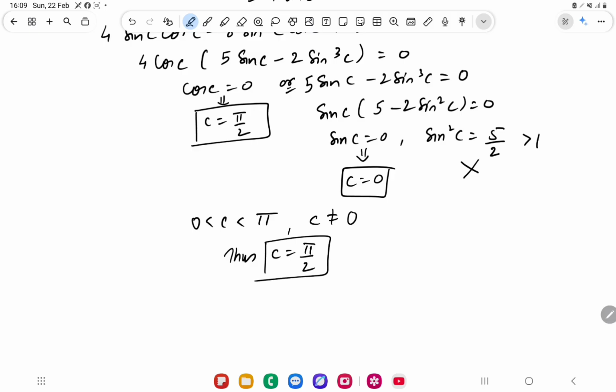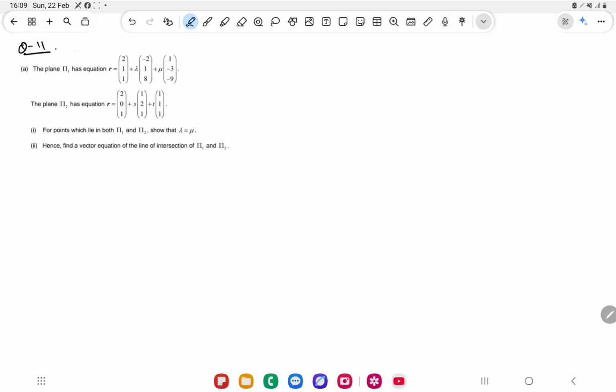Now let's move to question number 11. In this question we have plane pi 1 which has this equation and plane pi 2 has this equation. For what points which lie in both pi 1 and pi 2, we have to show that lambda is equal to mu. So to solve this question, we will assume that pi 1 is equal to pi 2.